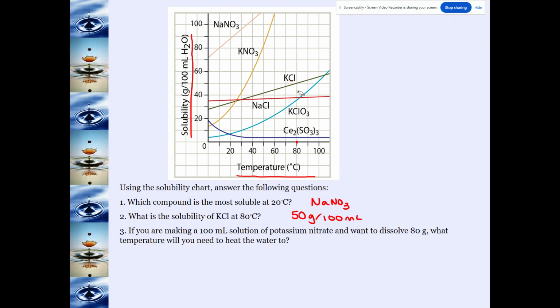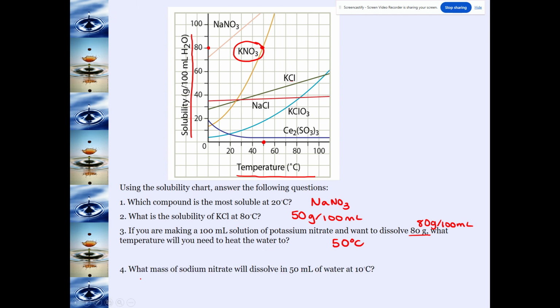Next, it says we are making a 100 milliliter solution of potassium nitrate, that's KNO3, and we want to dissolve 80 grams. So 80 grams per the 100 milliliters, okay? So my graph is telling me per 100 milliliters, so I go to 80 grams in solubility, look at the chart, go down to temperature, and that would be 50 degrees Celsius, okay?